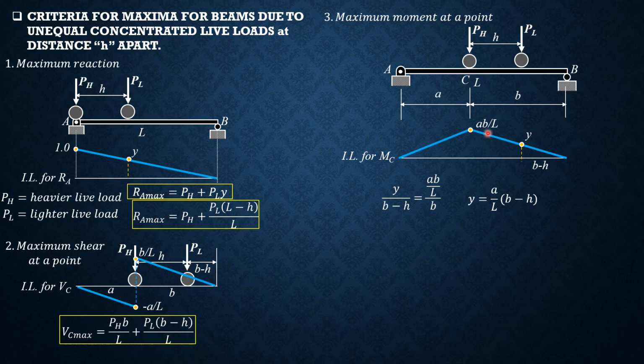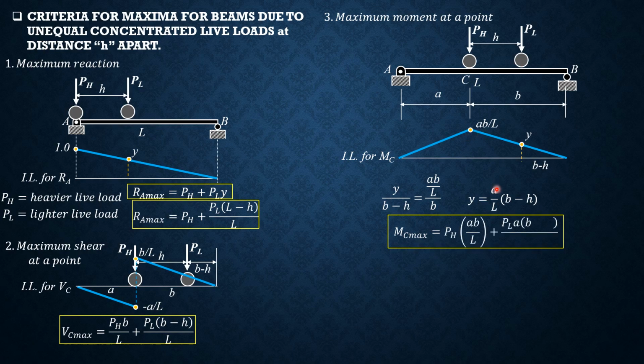Therefore, the maximum moment at C due to two concentrated moving live loads is P_H times AB over L plus P_L times A over L times B minus H. Again, do not memorize, base it on principle, although that's the formula. I don't want you to just apply this formula. I want you to base it on principles, how to position the loads, and apply two ways.